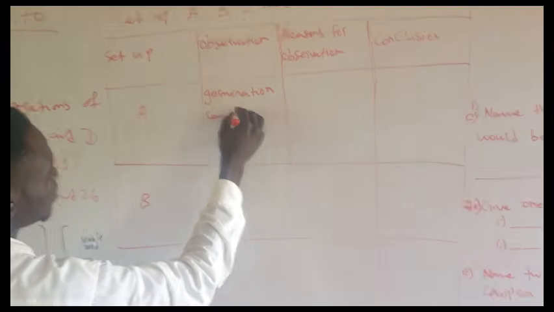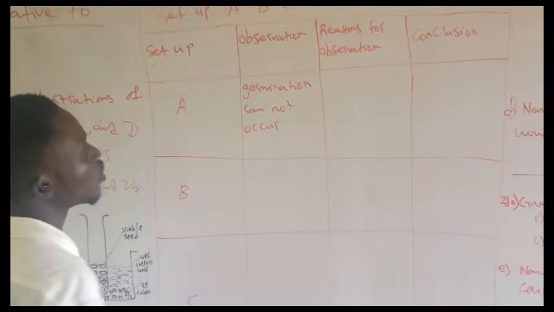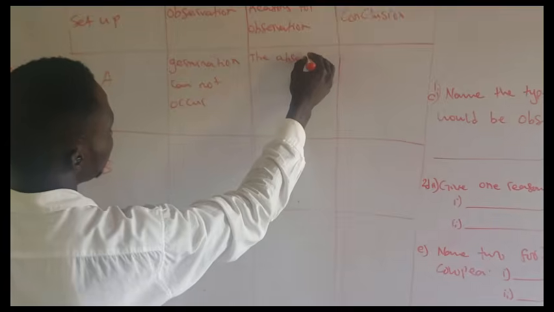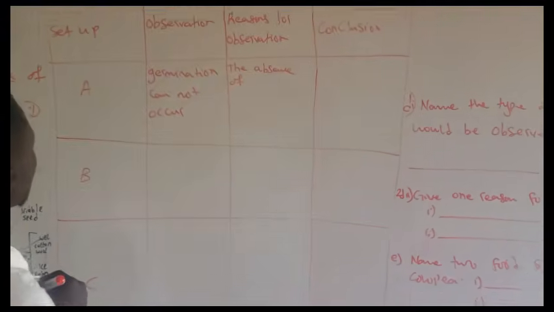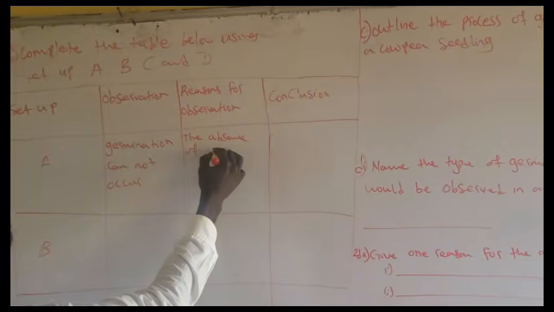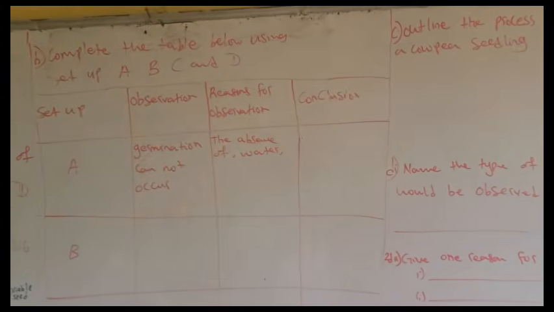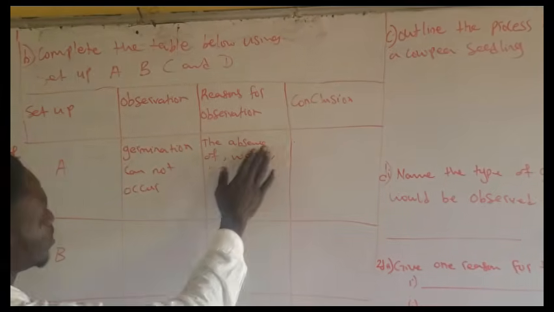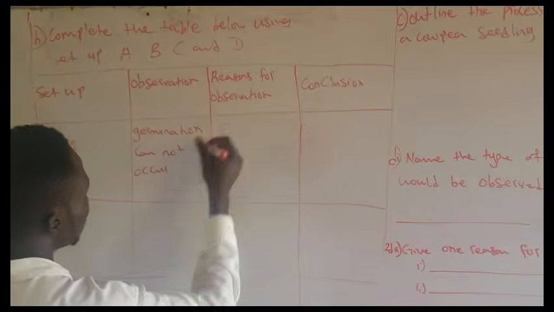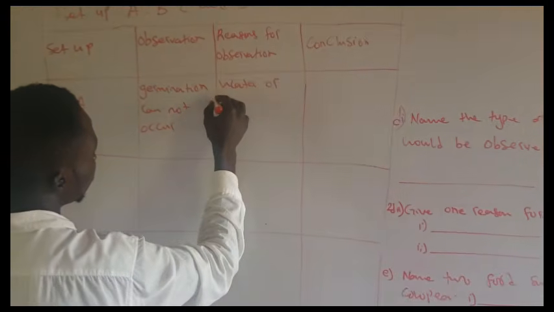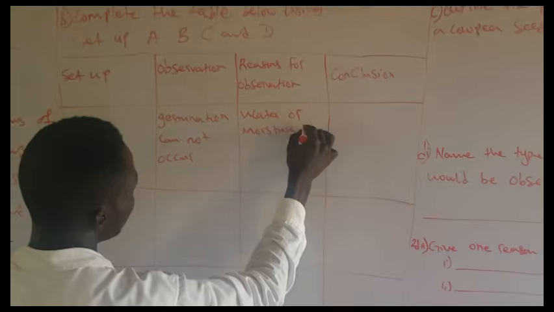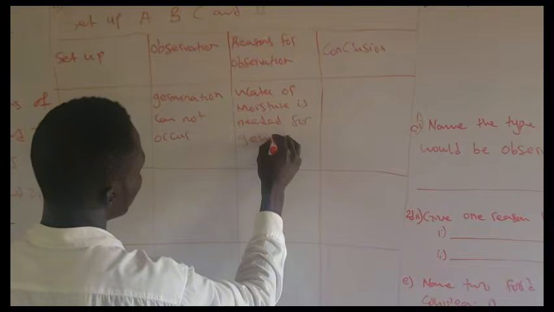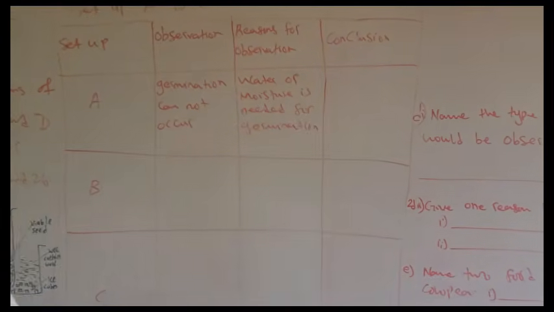Germination cannot occur. Now, what is the reason? The reason is the absence of water. Though there is air, water or moisture is needed for germination. You can see because it is dry, there's no water here.